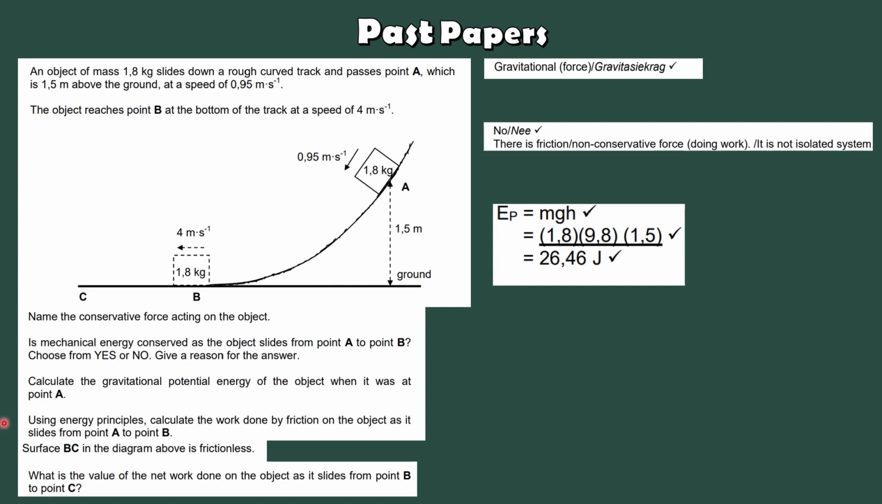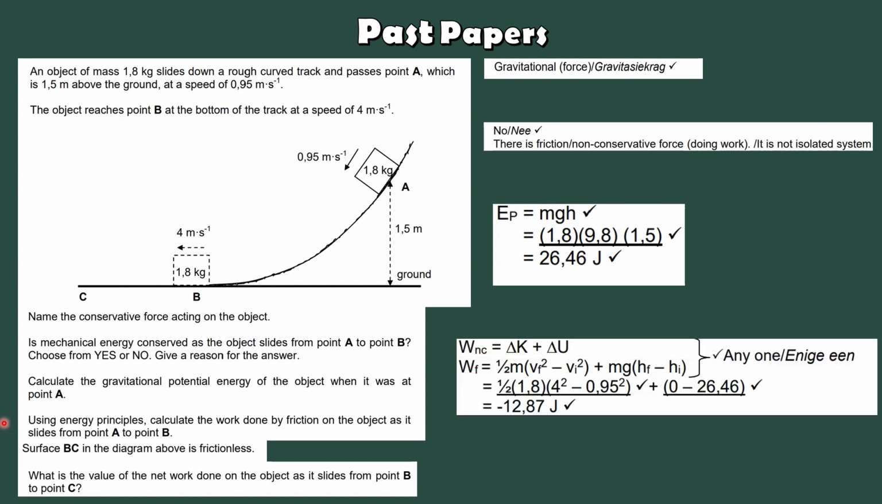Next question. Using energy principles, calculate the work done by friction on the object as it slides from point A to point B. Work non-conservative. You literally substitute everything you have. You see that this is 0 because at the bottom here the height is 0. You're solving for your friction because that's the only force acting on this diagram. And you come out with negative 12,87 joules.